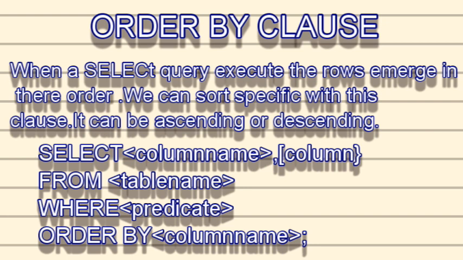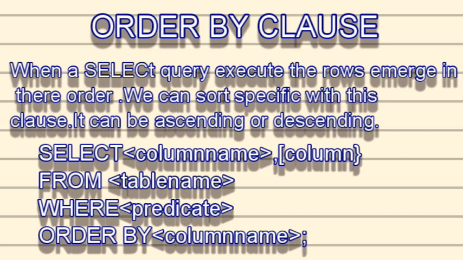Whenever we execute a select query, the resultant rows emerge in a preceded order, meaning the order it was already there. If we want to specify a specific order, we use the order by clause. It can be either ascending or descending. As you can see on the screen, this is the basic syntax: first of all select, then the column names we want to print, from the table name, where if I want to set a where condition, then order by the column I need to order accordingly. Then I have to end it with a semicolon.